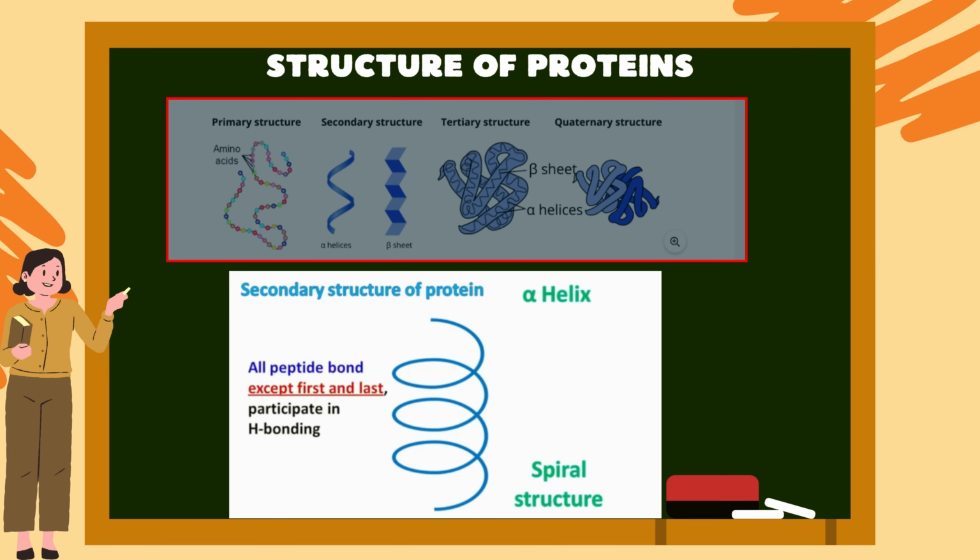Each turn of the helix has 3.6 amino acids at a distance of 0.54 nanometers. Presence of amino acids like proline can make the helix unstable and disrupt the helix.